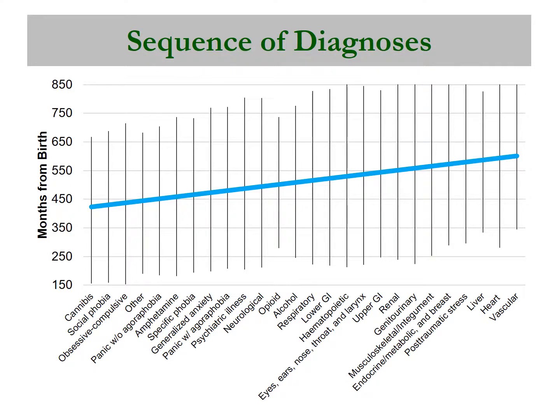Before we move on, I would like to give you an example. This is an example of a sequence of diagnoses for a cross-sectional study. As you see on the left, time is shown in months, and at the bottom you see all the diagnoses. Data was entered by the time of incidence, starting with cannabis, social phobia, all the way to the end: liver, heart disease, vascular disease.